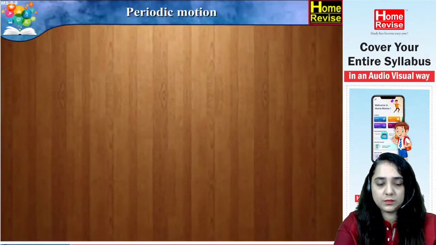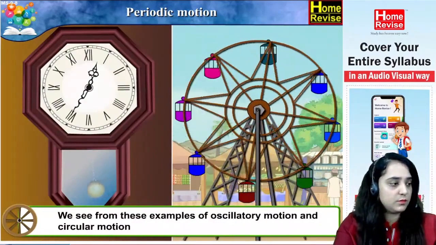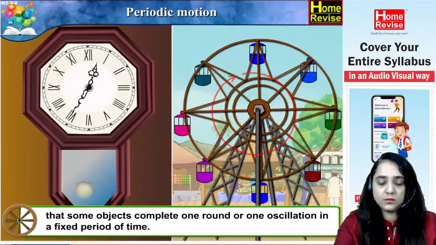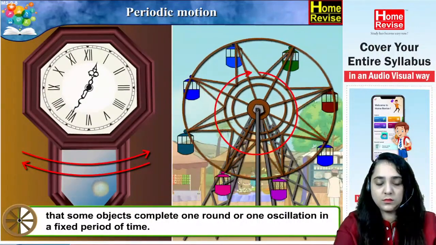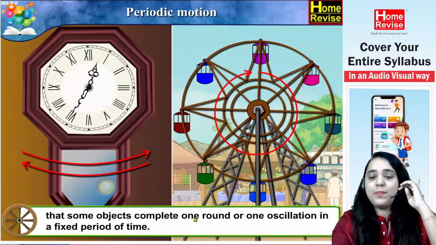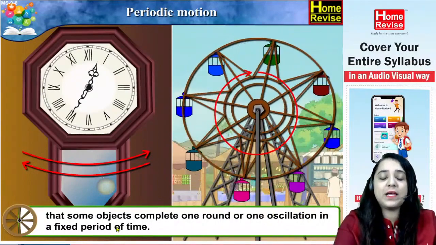Students, you can get periodic motion. We see from these examples of oscillatory motion and circular motion that some objects complete one round or one oscillation in a fixed period of time. Yes, some objects complete one round or one oscillation in a fixed period of time.